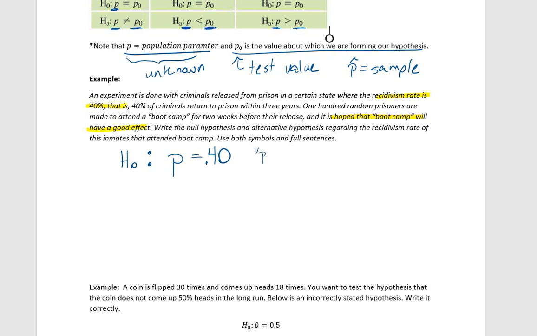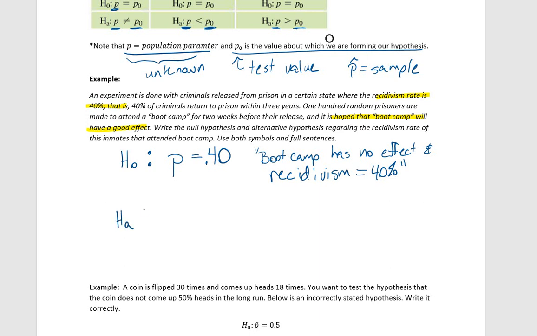So, boot camp has no effect, and recidivism will still equal 40%. So we're assuming that nothing will change.